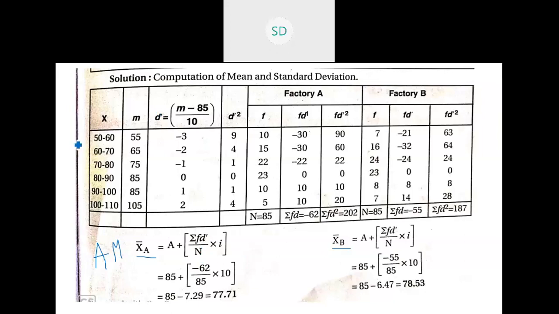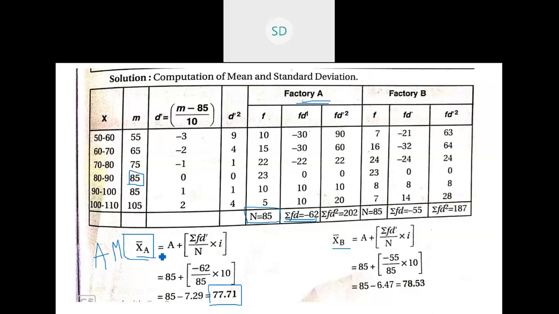So assumed mean for us was 85, which we already considered here. Then A plus sigma fd dash. Sigma fd dash is minus 62, only for factory A we are considering, divided by n. N is nothing but 85, into 10. This is only for factory A. So when we simplify this, we get the arithmetic mean of 77.71.